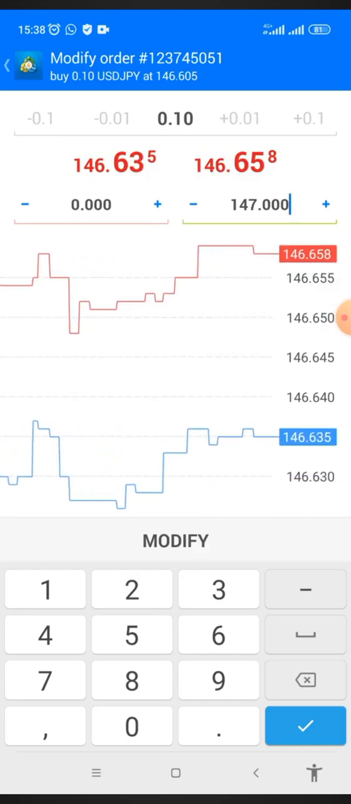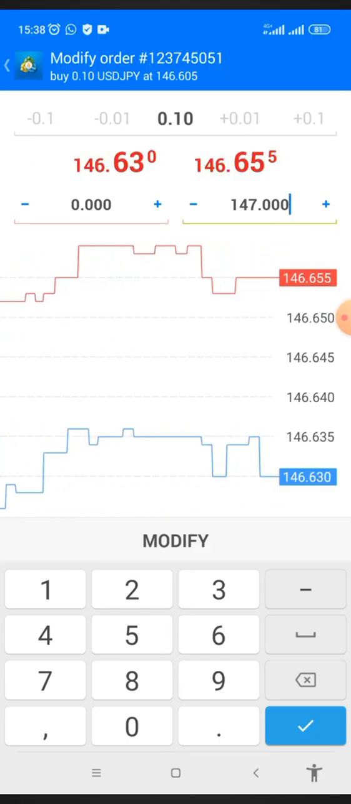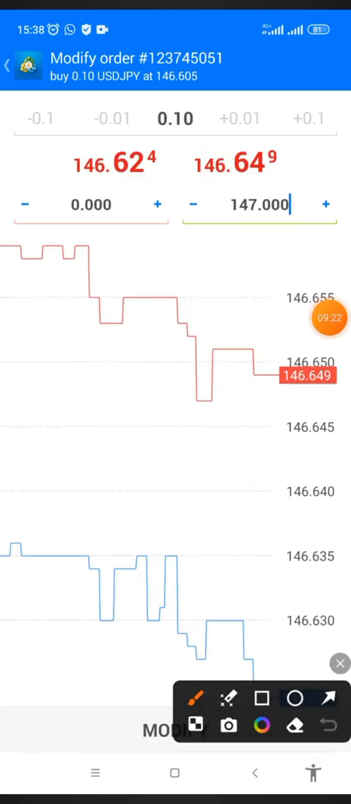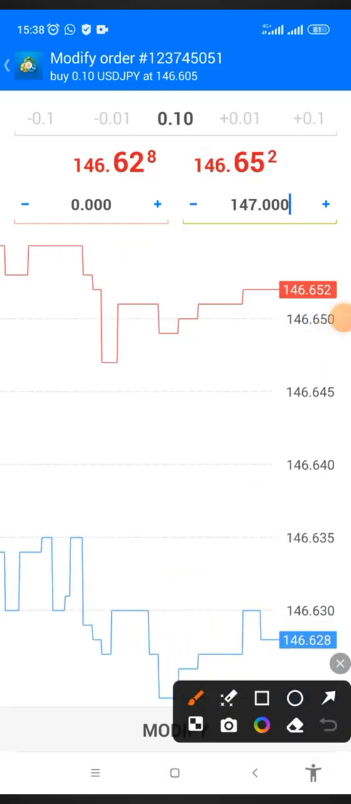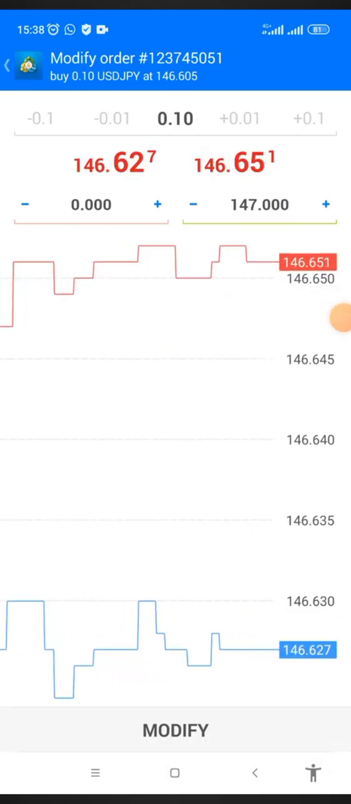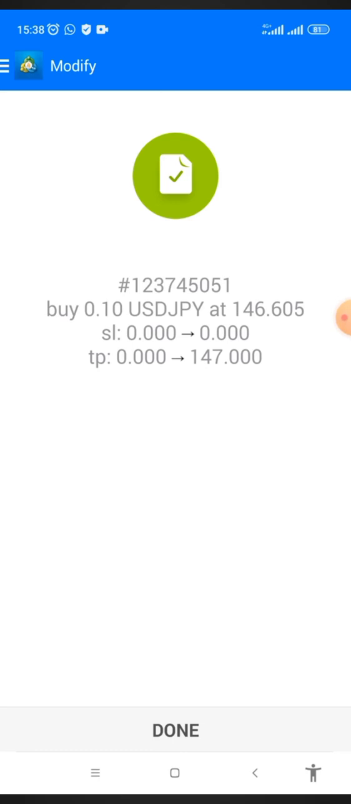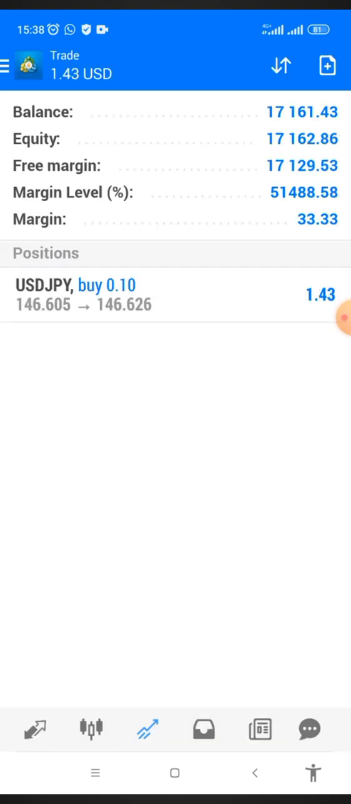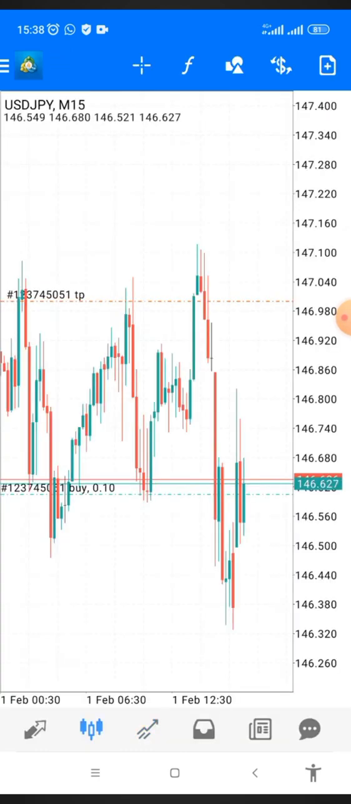Then you click on what? Modify. So you see the modify below in the middle there. You click on it, and then the trade will be modified. So you click on modify. Now you have modified your trade, and your TP is set.